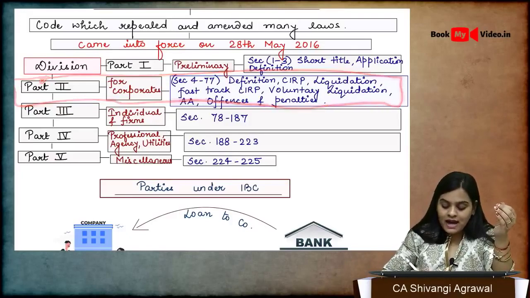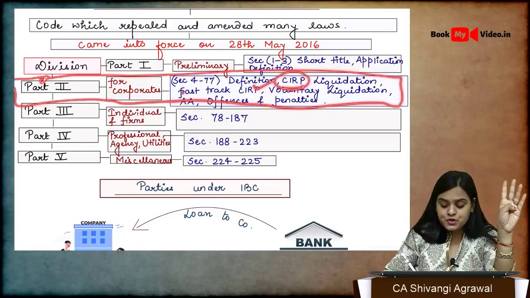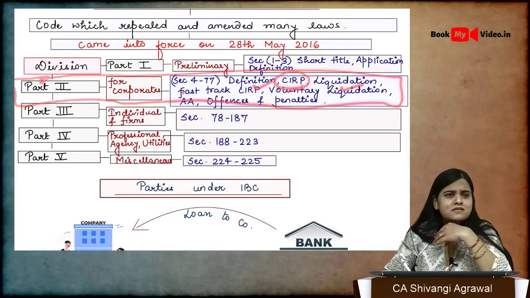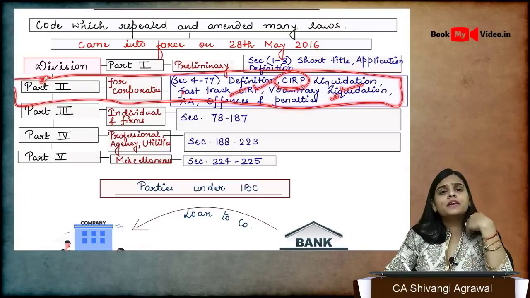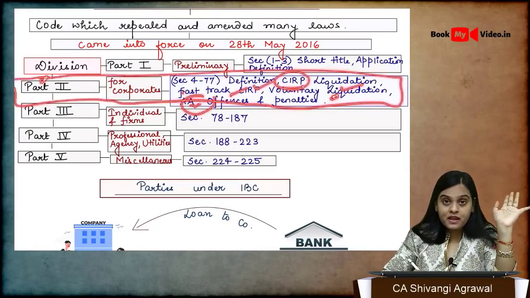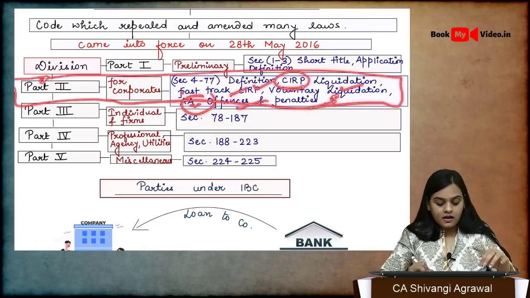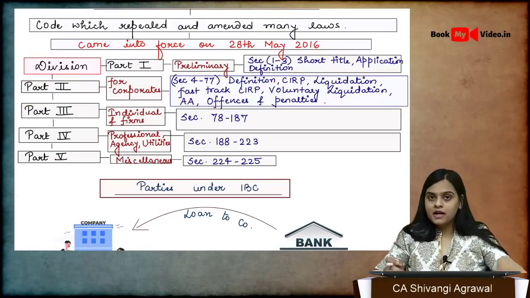Okay, so part 2 has its own definitions also. It has the whole process. CIRP stands for Corporate Insolvency Resolution Process. Liquidation, fast track CIRP, voluntary liquidation. That means there is no one who has made an application. The corporate debtor himself wants to liquidate on certain grounds, so they can go for voluntary liquidation. Then the adjudicating authority, offences and penalties. So all this is covered under part 2.